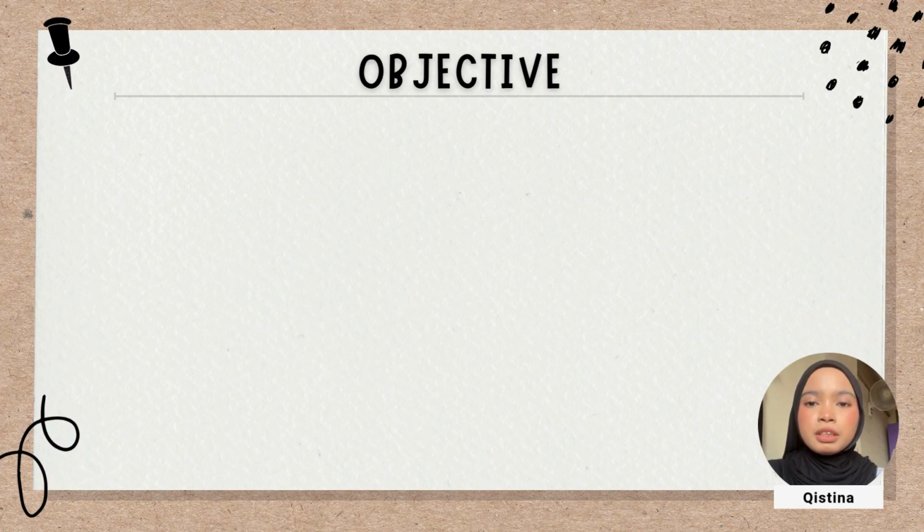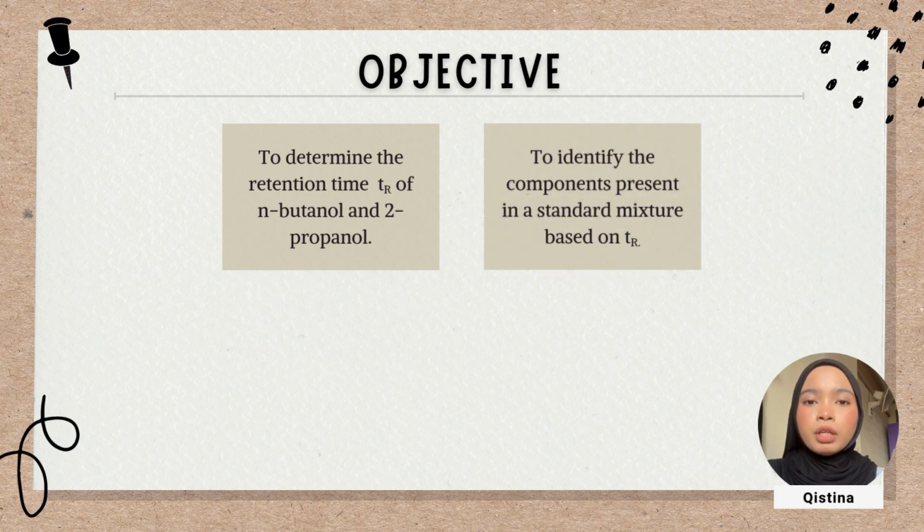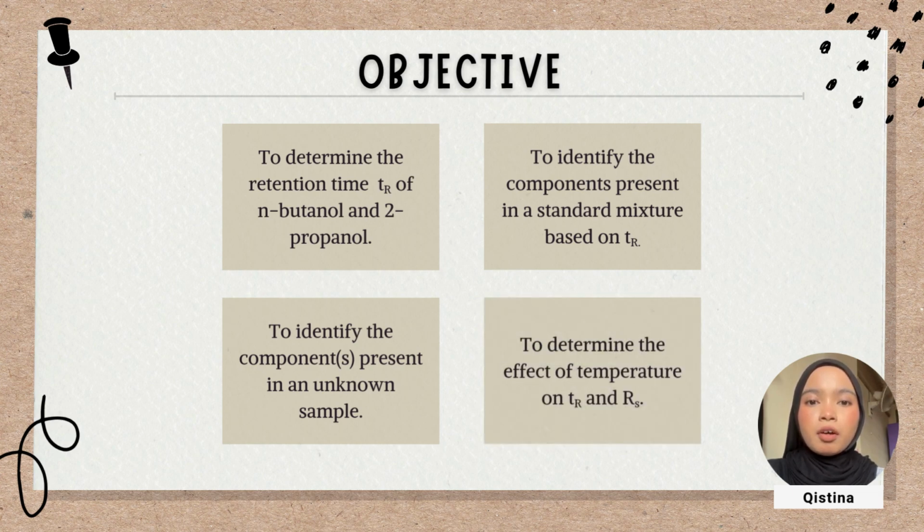I will start this presentation by stating the objectives for this experiment. First, to determine the retention time of N-butanol and 2-propanol. Second, to identify the components present in a standard mixture based on retention time. Third, to identify the components present in an unknown sample. And fourth, to determine the effect of temperature on retention time and resolution.